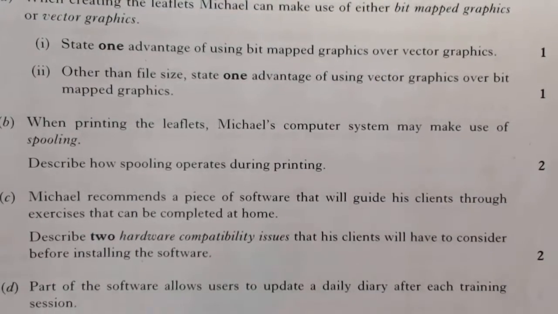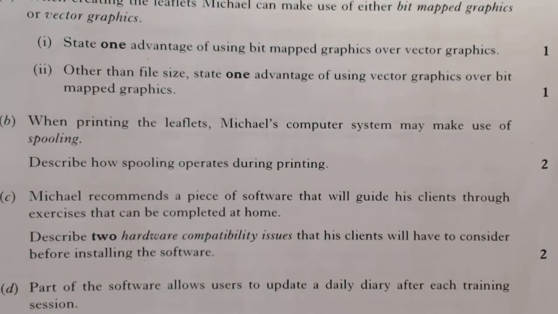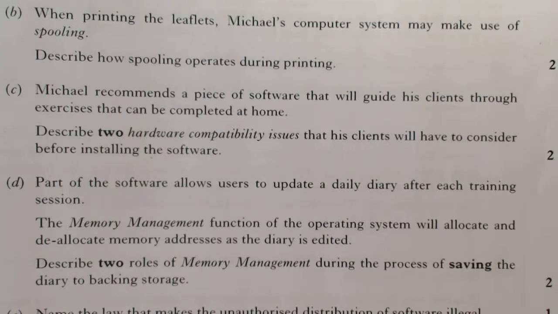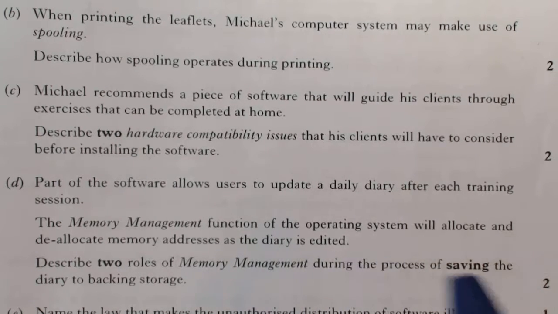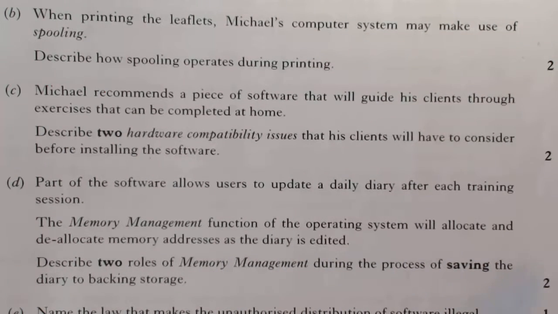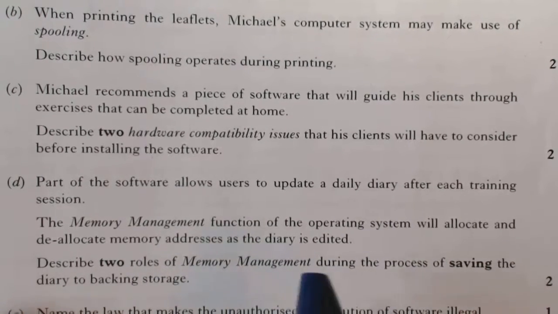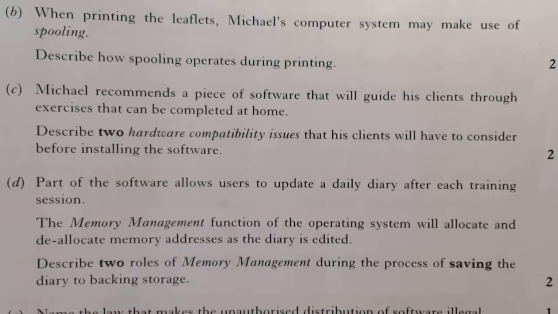He's then going to have the software, which is basically a daily diary of all your exercises, and you need to be able to update it. It has a memory management function where the operating system will allocate and deallocate memory addresses as the diary is edited. So obviously when you edit it, it takes it into the processor and you can edit it and put it back into the memory, and when you save it, it then goes to your backing storage.